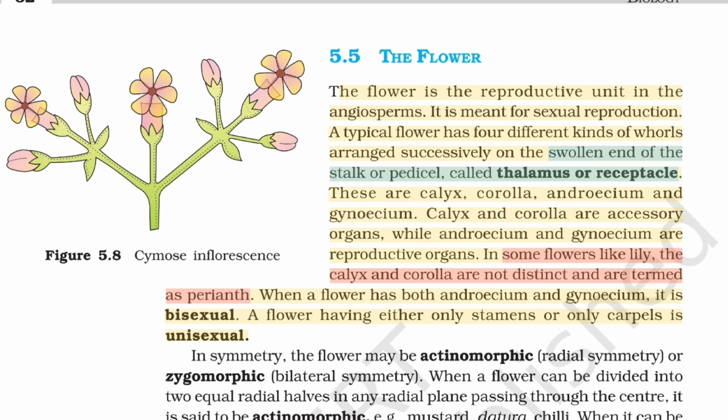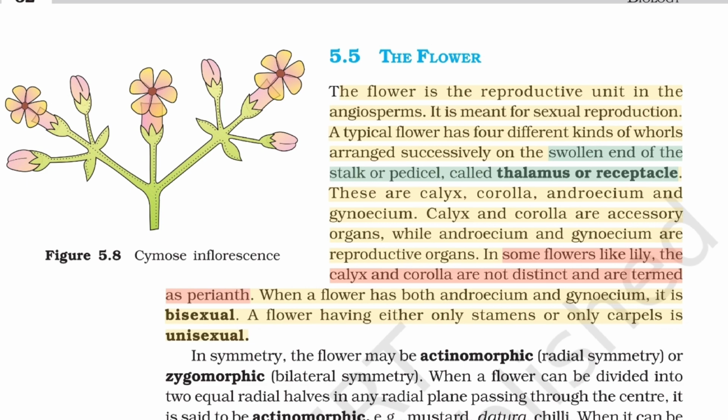5.5 The flower. The flower is the reproductive unit in the angiosperms. It is meant for sexual reproduction. A typical flower has 4 different kinds of whorls, arranged successively on the swollen end of the stalk or pedicel, called thalamus or receptacle. These are calyx, corolla, androecium and gynoecium. Calyx and corolla are accessory organs, while androecium and gynoecium are reproductive organs. In some flowers like lily, the calyx and corolla are not distinct and are termed as perianth.